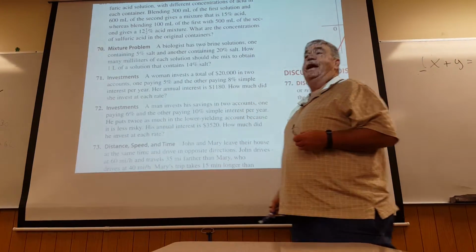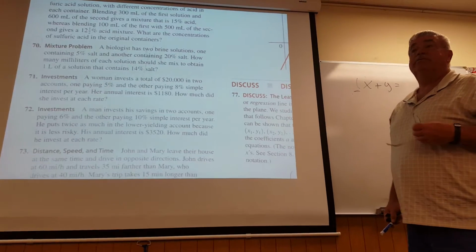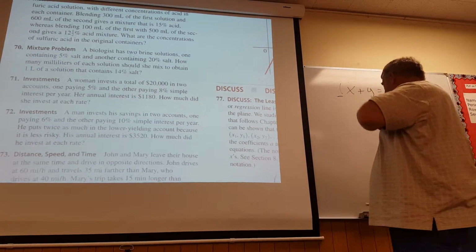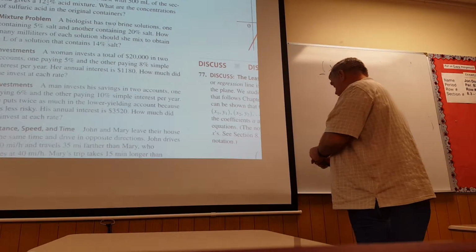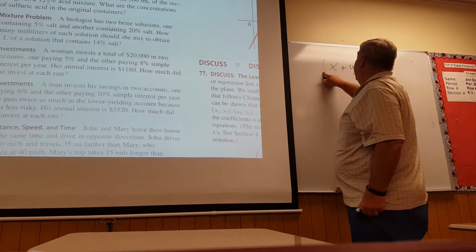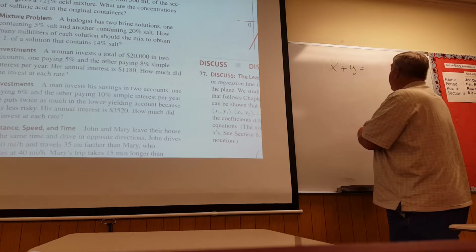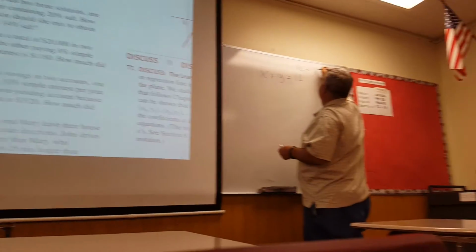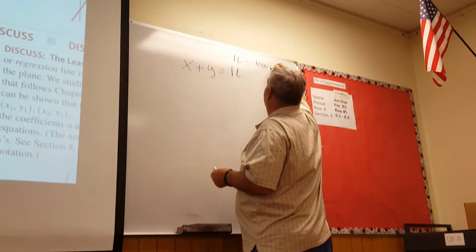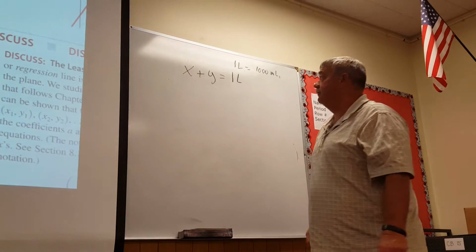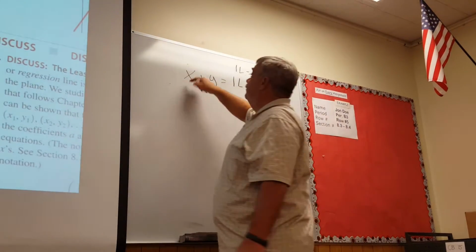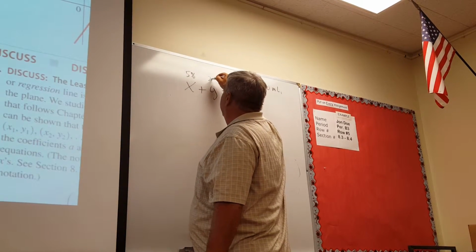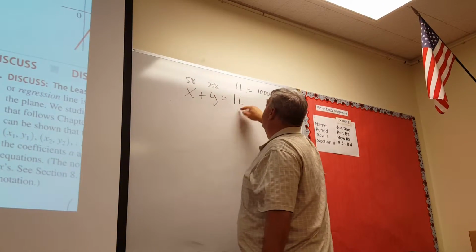Now, we could change them all into milliliters or liters. All right, you know how to change that, don't you? So x plus y would equal 1 liter. And then what does 1 liter equal? How many milliliters? 1,000, doesn't it? Like that. Okay, now, the x will be the 5%, the y will be the 20, and the solution is 14.